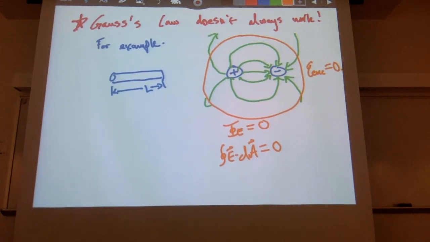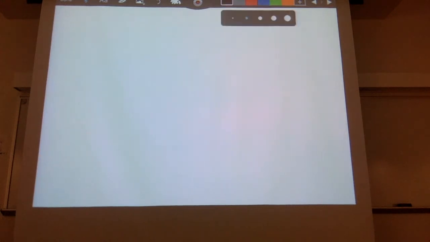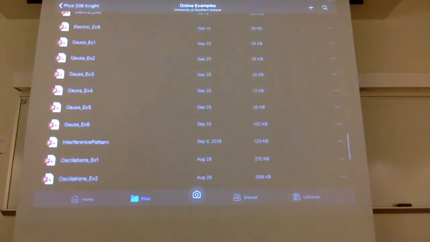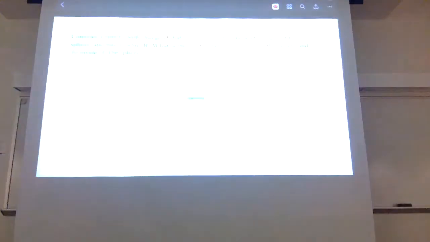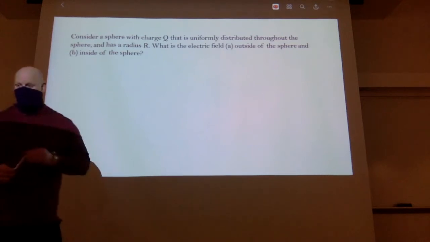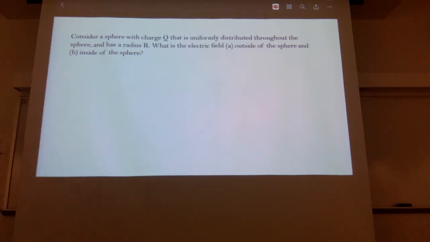So good. Basically, all we're going to do today is example problems. We want to get more practice with this by looking at more example problems. This one says we have a sphere with a total charge Q uniformly distributed throughout the sphere, which has a radius of capital R. We want to know what is the electric field inside and outside of the sphere.